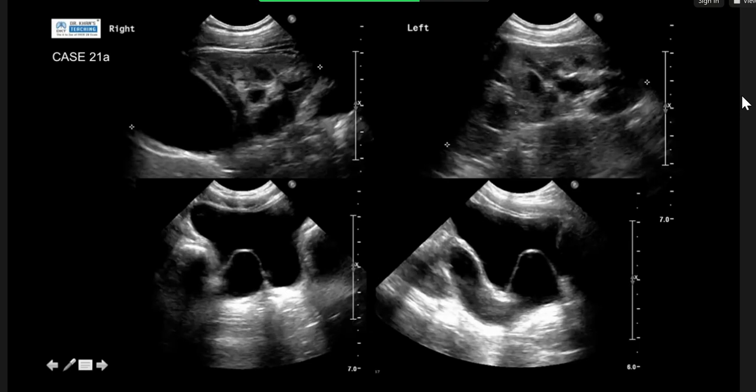So this can either be a prominent column of Bertin, but most likely we've got bilateral duplex kidneys here, or at least a bifid system on the left. And then as we look at the bladder, we can see that we've got this outpouching into the bladder with the upstream dilatation of the ureter. So this is in keeping with the ureterocele in the context of duplex kidneys.